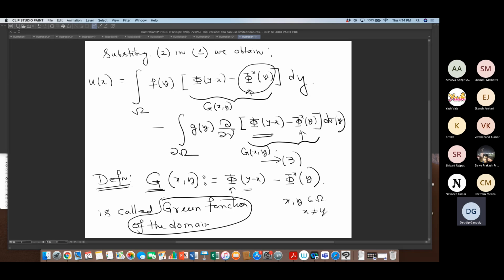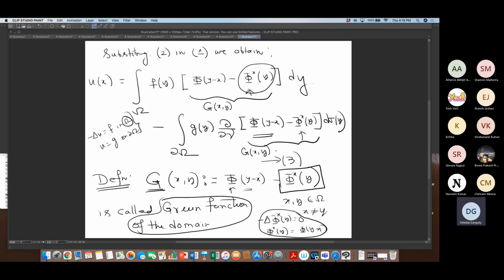That means if you wish to study the solution of an equation minus Laplacian of u equal to f, and u equal to g on del omega, if you know the Green function of omega, that is phi of y. This you always know, phi of y minus x. That means to find a Green function, we want to study the function phi superscript x. We want to find this function. This is a harmonic function and phi superscript x at the boundary is phi of y minus x. Then you are done.